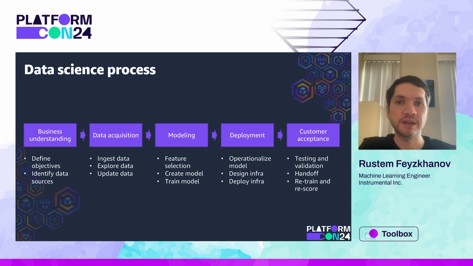So let's take a look at the usual data science process. We start with business understanding and define our business problem. Then we try to get data. Then we build a model based on this data. And then once the model is built and trained, we want to deploy it and get feedback from the user.